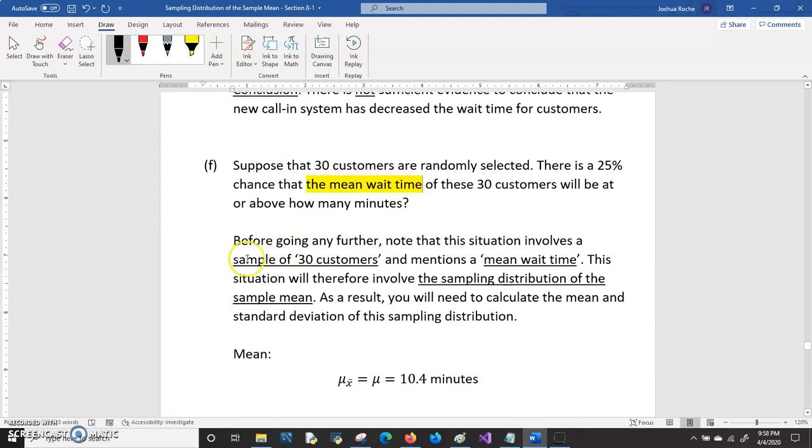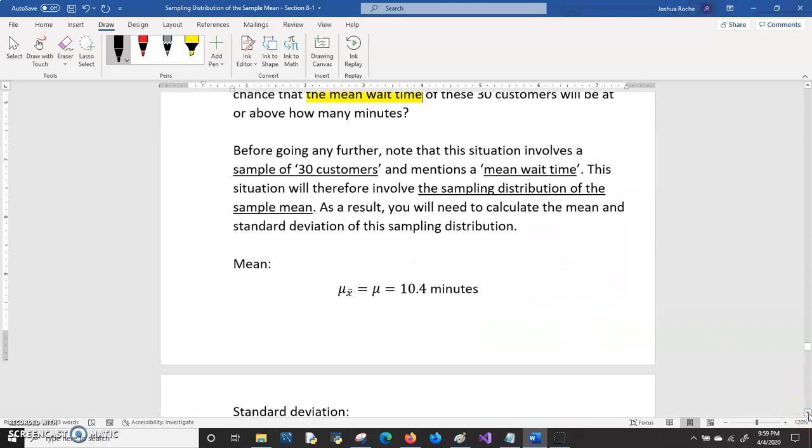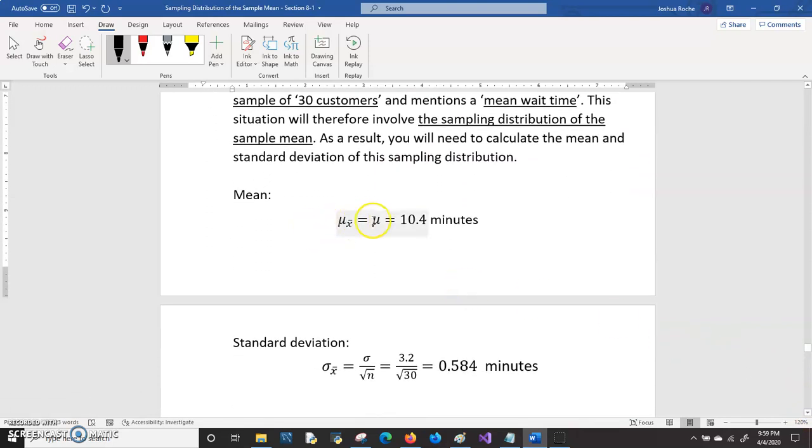So again, this is involving a sample of 30 customers. It also mentions mean wait time, and both of those are clues that we're dealing with the sampling distribution of the sample mean. So before going any further, you want to make sure to calculate the mean of that sample mean. It's still 10.4, and the standard deviation of that sample mean by using this formula comes out to 0.584. This is just the population standard deviation divided by the square root of the sample size.